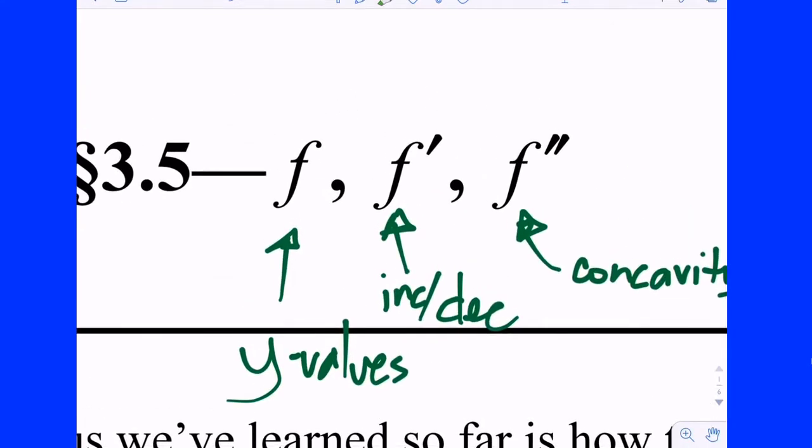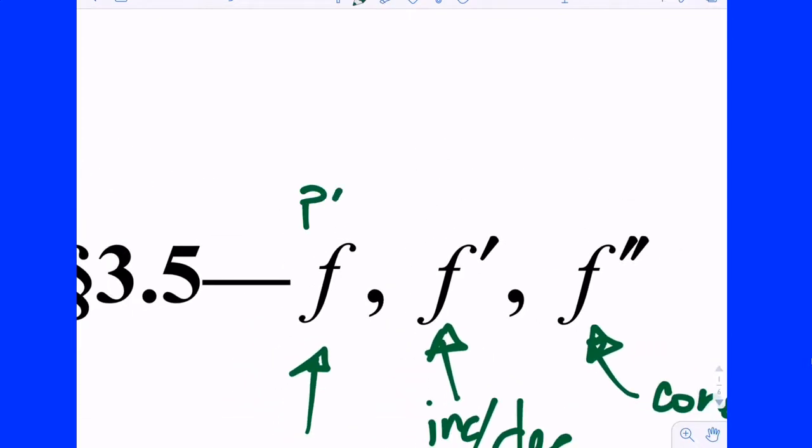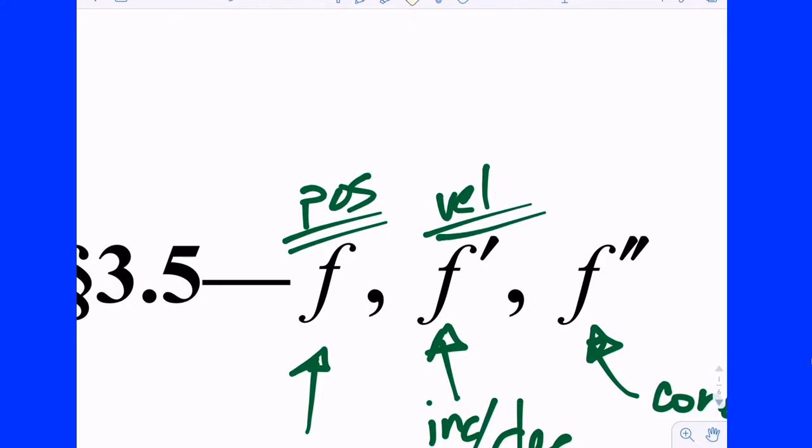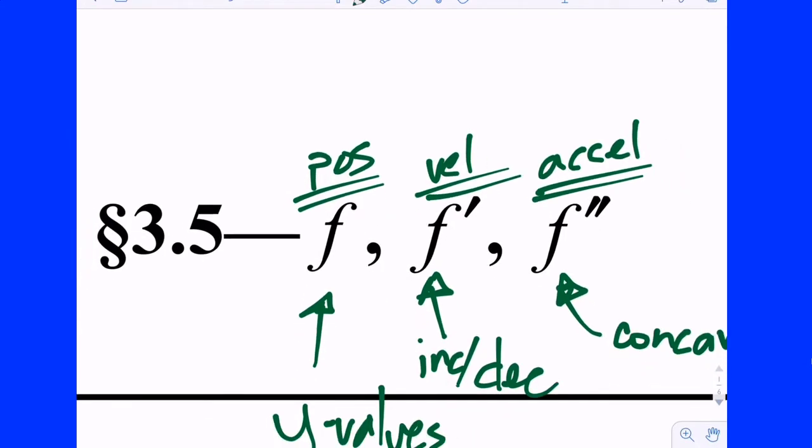So it's kind of like in physics, you have your kinematic equations. You have essentially your position equation. You have your velocity equation. I'll just call it VEL. And then, of course, you have the acceleration equation. So that's really what we're looking at here, but we're looking at it non-contextually, just on a graph.